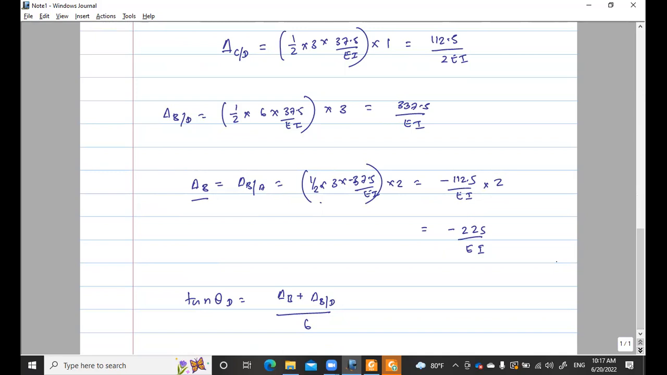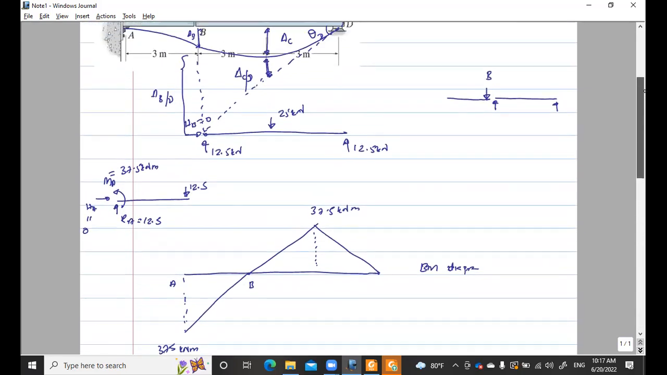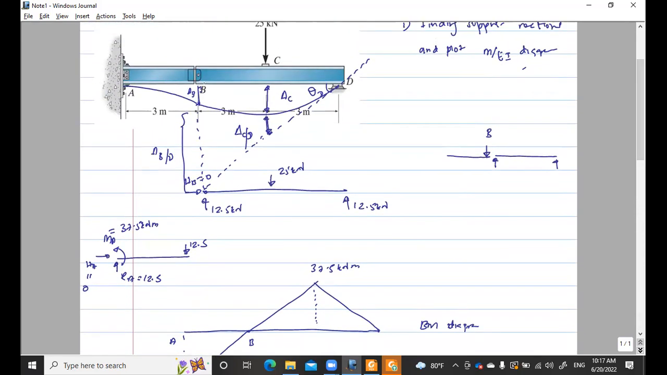So now with this, what can you say about C? If delta B plus delta BD is X, what can you say about the corresponding value at C? If this is X, what can you say about that, by proportion?